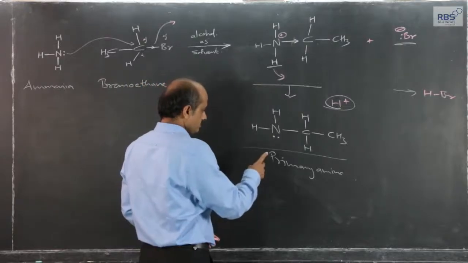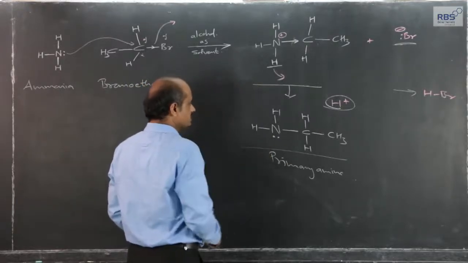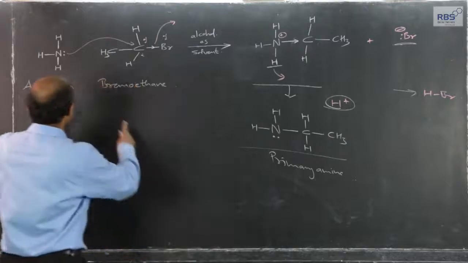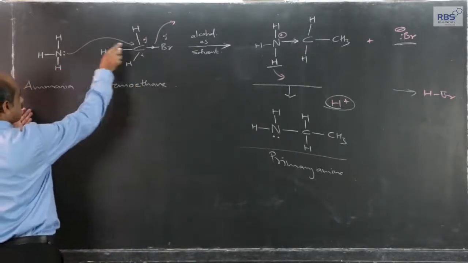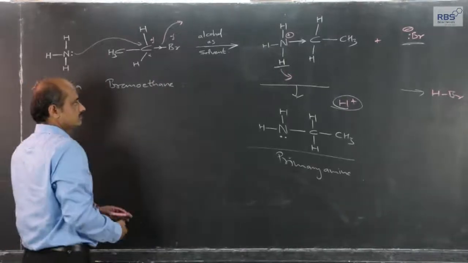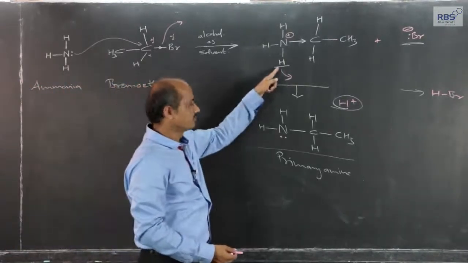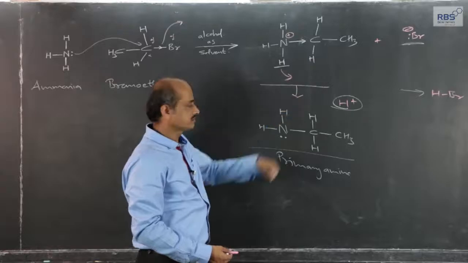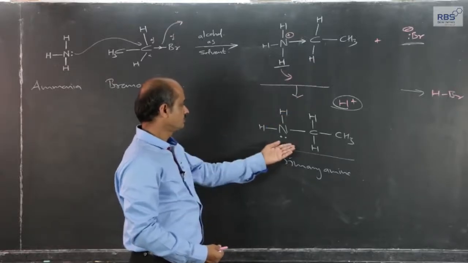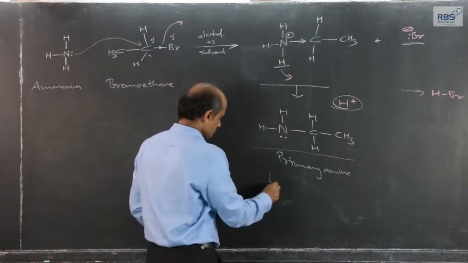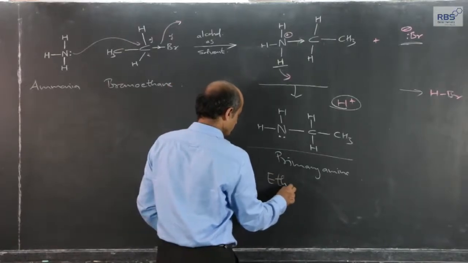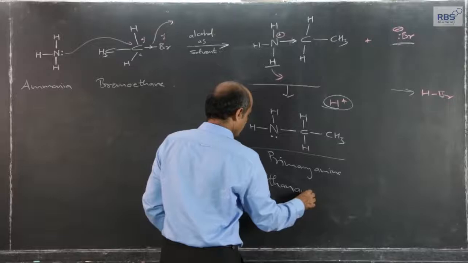The important thing during this reaction is that, as I have just told you, the lone pair attacks in an SN2 reaction, and the removal of hydrogen in the form of H plus ions gives rise to this primary amine, ethylamine, or by IUPAC, ethanamine.